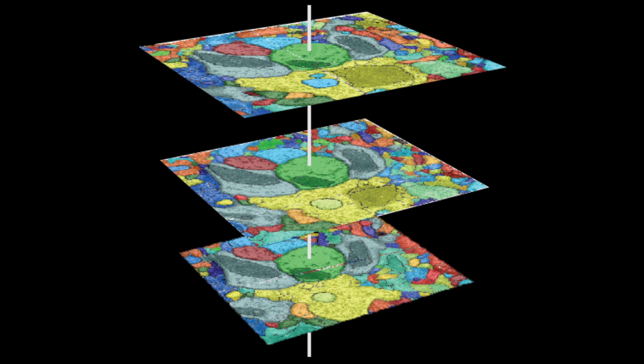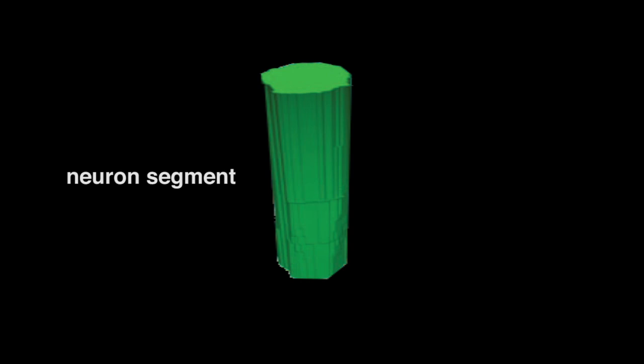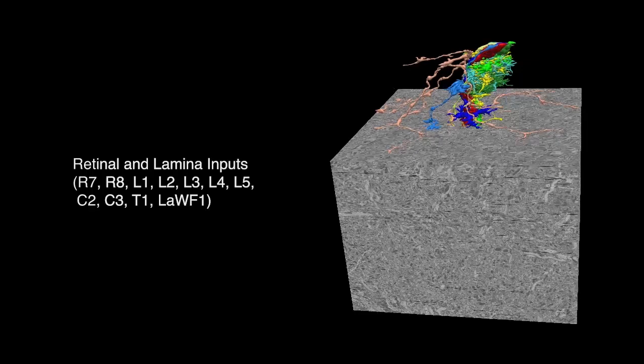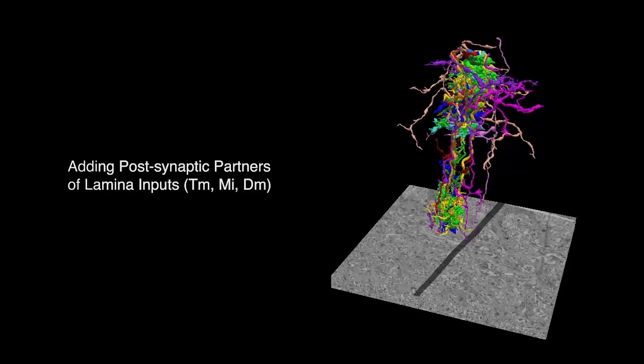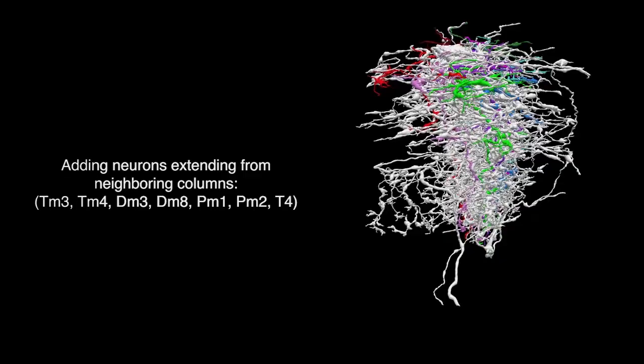By combining the colors across individual segments, the computer can generate a three-dimensional volume. Here, we see the computer integrate the individual images and create a complete connectome. First, the retinal and lamina inputs are revealed. Their postsynaptic partners are added, followed by the second-order neurons, the neurons extending from neighboring columns, and finally the tangential neurons.